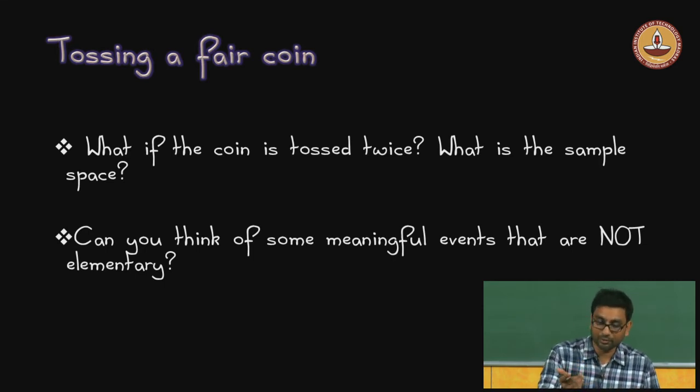So, can you think of some meaningful events that are not elementary? For example, if you think of this tossing of a coin twice, you can think of a non-elementary outcome. For example, both coin toss outcomes have to be the same. So, that would be an event that corresponds to either HH or TT, both heads or both tails.